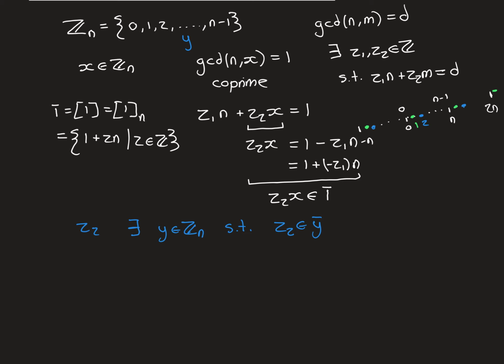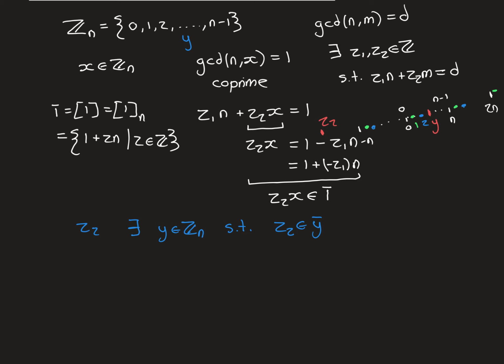So wherever z2 is, and it might be completely off this picture, maybe it's over here, it will be inside one of these congruence classes. So there will exist some y, maybe this one here, such that when you look at its congruence class, it contains z2. So that's what we're saying here. There is some element inside here such that z2 is within its congruence class.